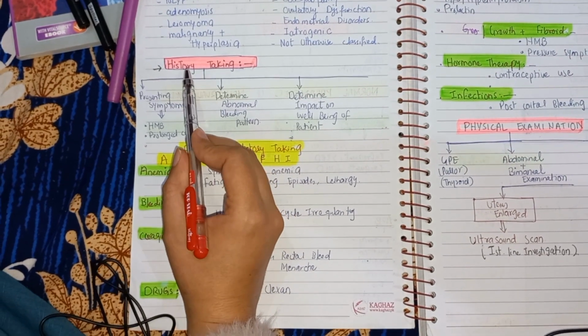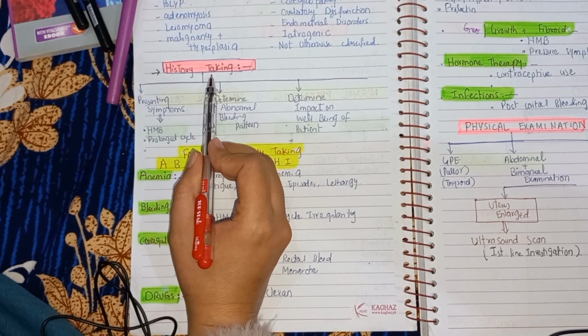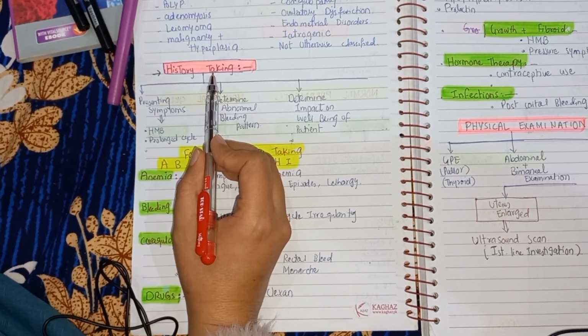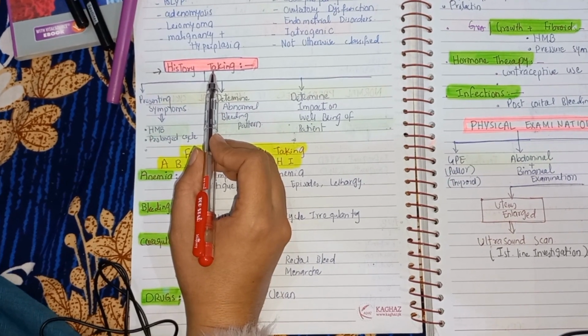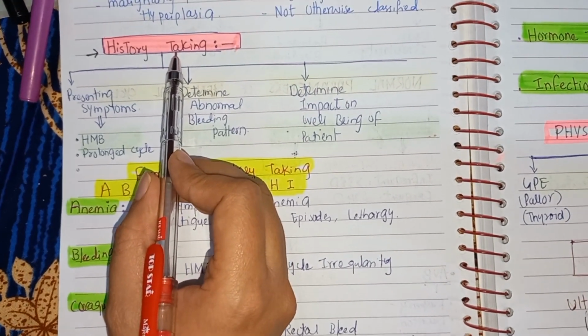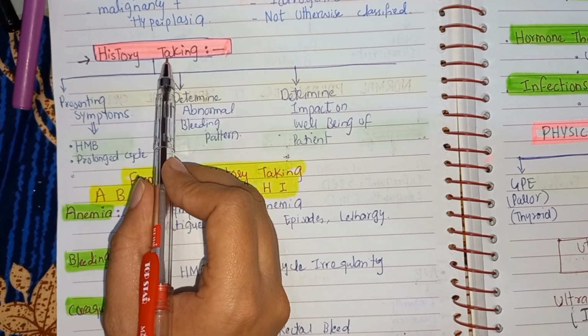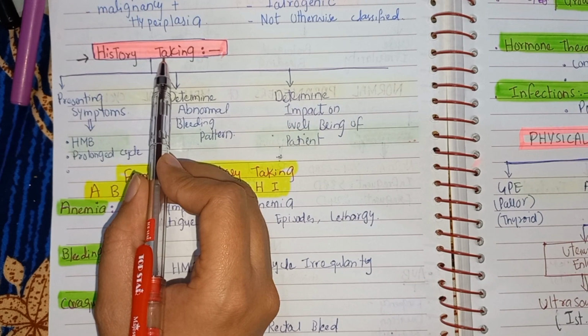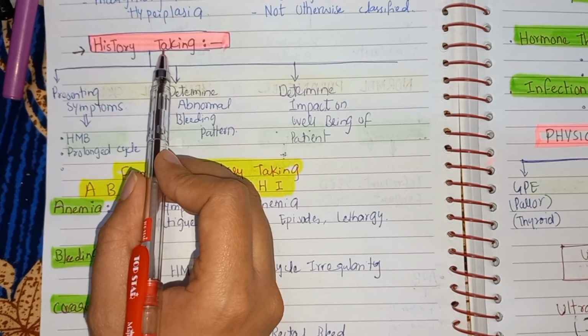So let us discuss history taking: how to take a history of any patient who presents with bleeding irregularities. Whenever a patient presents with bleeding problems, you can take history by just memorizing the mnemonic PALM-COEIN, or you can take history by another formula which will be discussed in a few minutes.